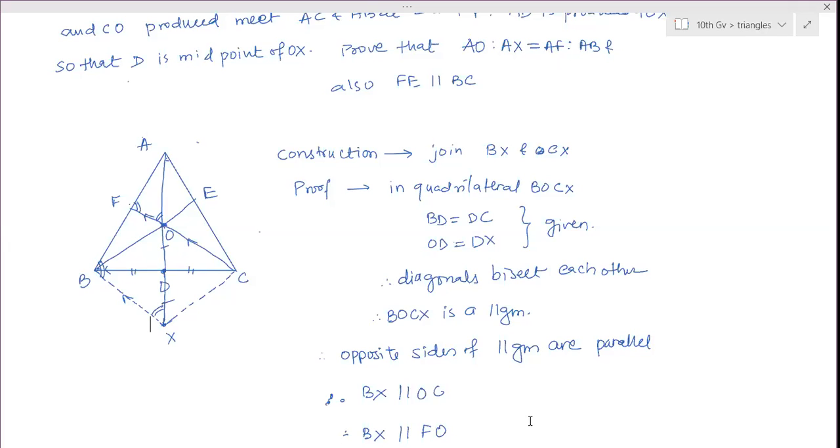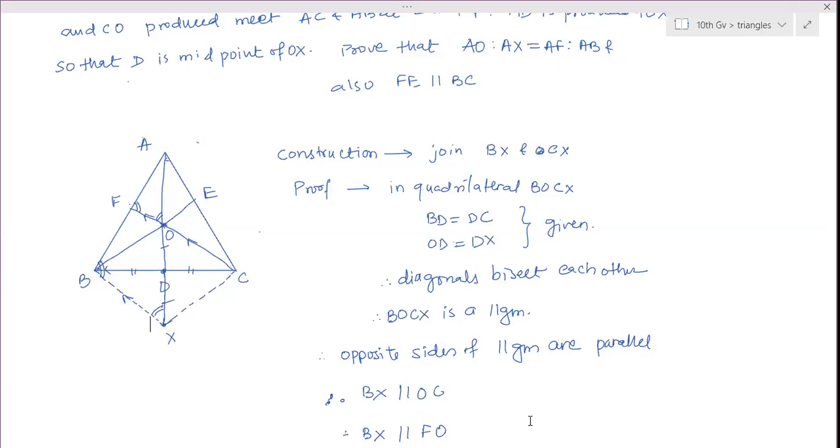Yes, ma'am. That's BPT. OE is parallel to XC. Therefore, AO by AX equals... How will AO by AX come? Ma'am, which triangle are you talking about? OE parallel to XC. Yes. Then what is BPT used for in triangle AXC? Ma'am, AO by AX. How AO by AX? What is the statement of BPT?